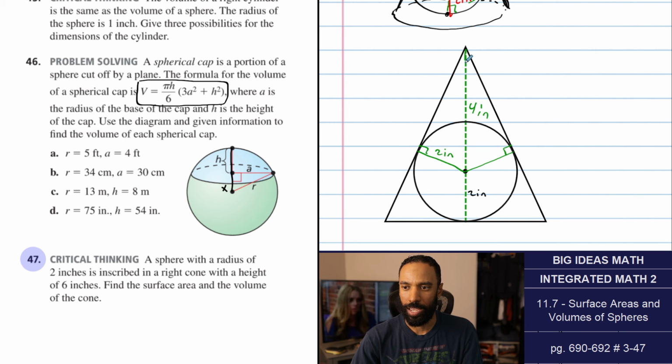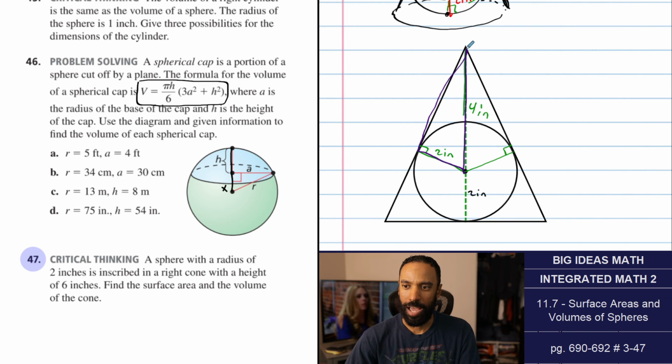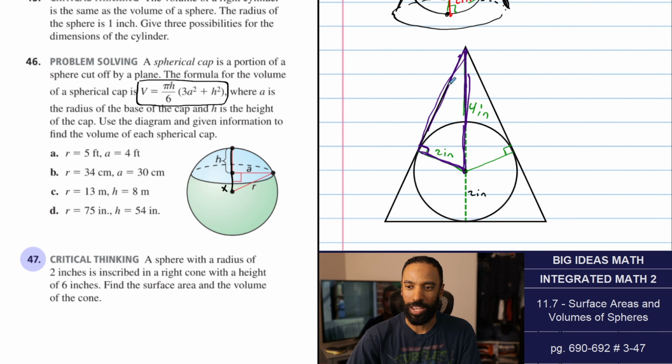So in this right triangle here, let's use a different color for a second. The hypotenuse is 4 inches, and the short side is 2 inches, which is half of 4. Do you know what that means? Forget trig. This is a special right triangle.